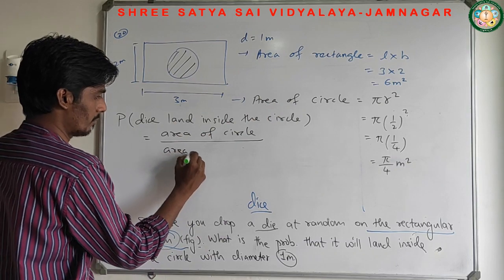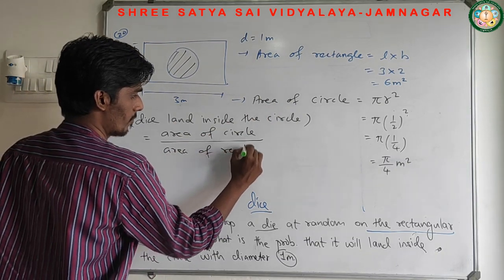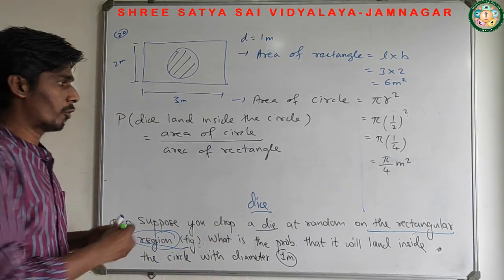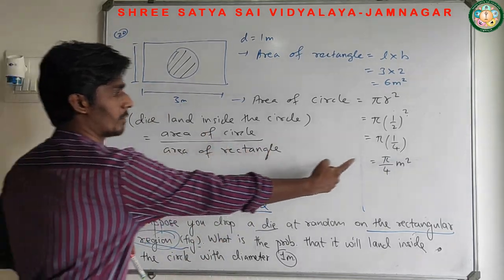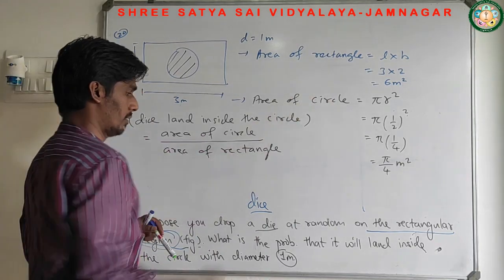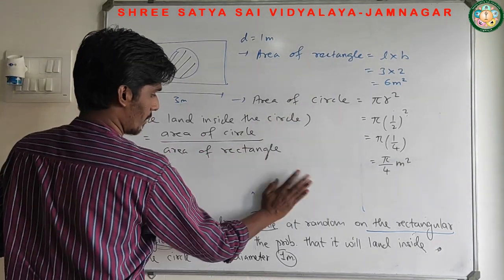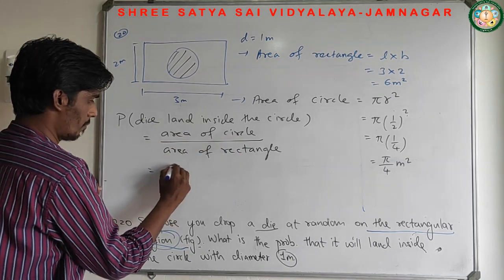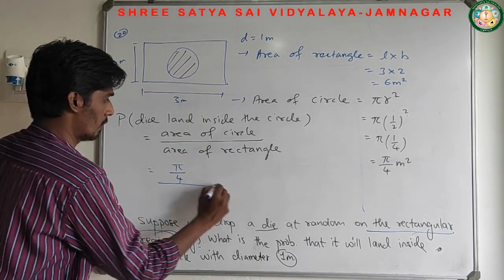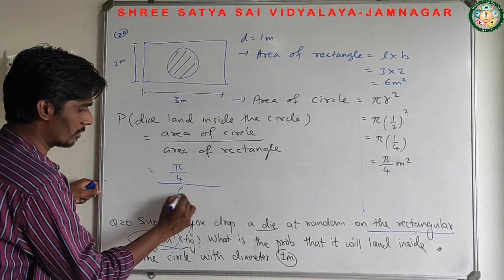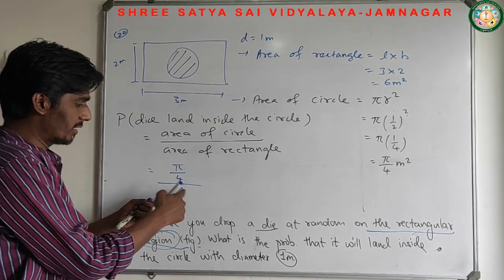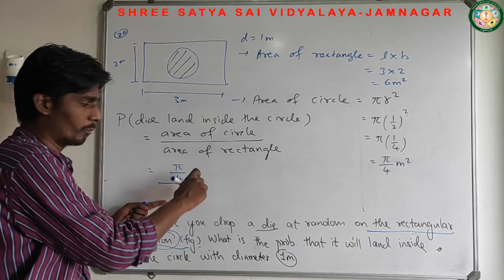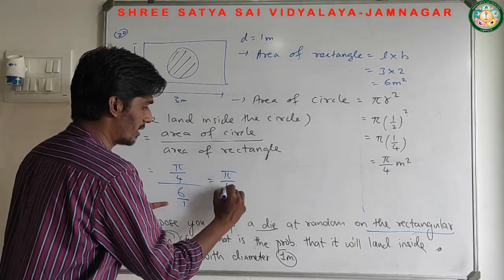rectangle. As we got both the values here, area of circle is pi by 4, area of rectangle is 6. So if we calculate this, area of circle pi by 4, and what is the area of rectangle? It's 6. If nothing is there under 6, it means 1. If I take 6 by 1 to the numerator, it will get reciprocated.